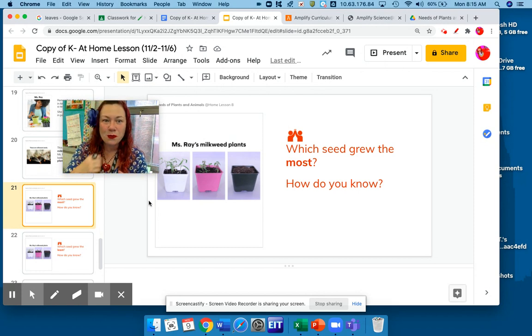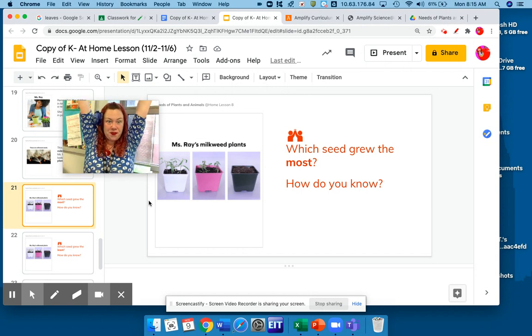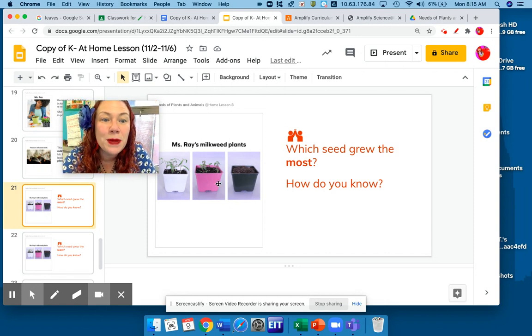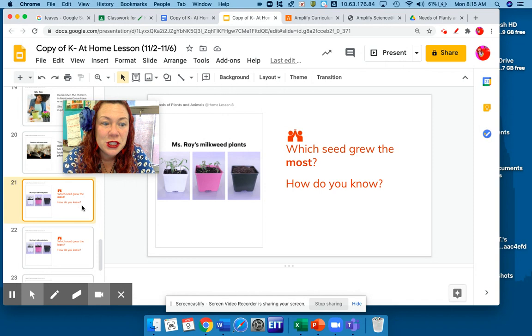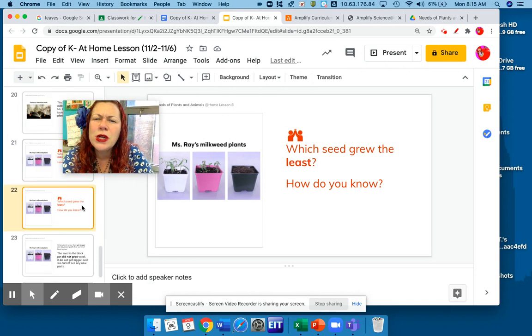Oh, yes, be the plant pot that grew the most. Yes, that's right. Which one is it, the white, pink, or black pot? Yeah, the white pot grew the most. How do you know? The plants are the tallest and they have the most parts. Good thinking. Which seed grew the least? That means it didn't grow. It grew the littlest amount out of all of the plants.